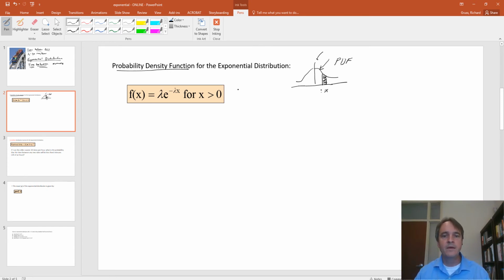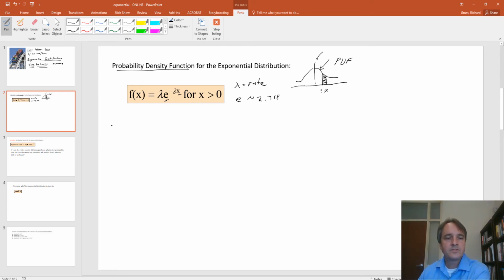Okay, so in this, lambda is going to represent our rate, and e is the base of the natural logarithm. We looked at that before. That's around 2.718 and so forth. So we've got that lambda there again, and then we've got that x, which is the value that we're asking about.